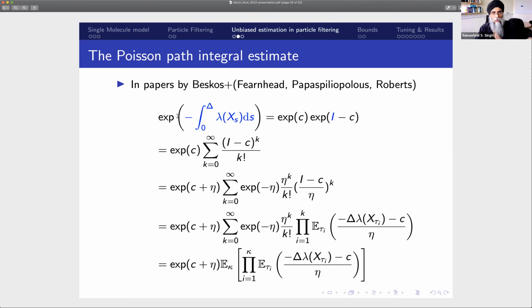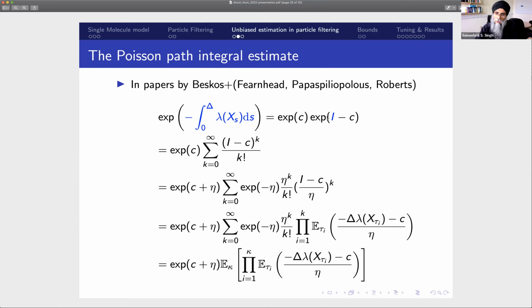So let's say you want to compute the exponential of an integral of this form, from 0 to delta, of lambda of Xs ds. I put it in blue for a specific reason. I'm going to call this I, so I is the negative of this integral. I can subtract a constant c and add c, so that it just becomes a product. And c is going to allow me to tune the estimate, so I need to introduce it.